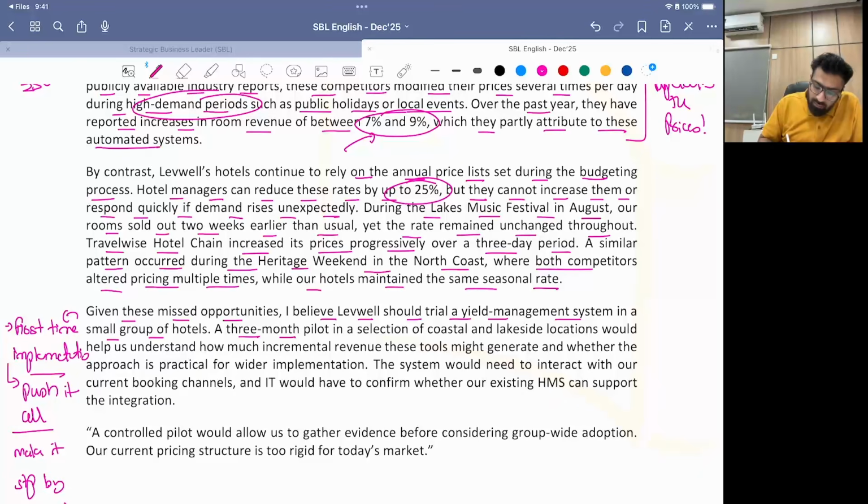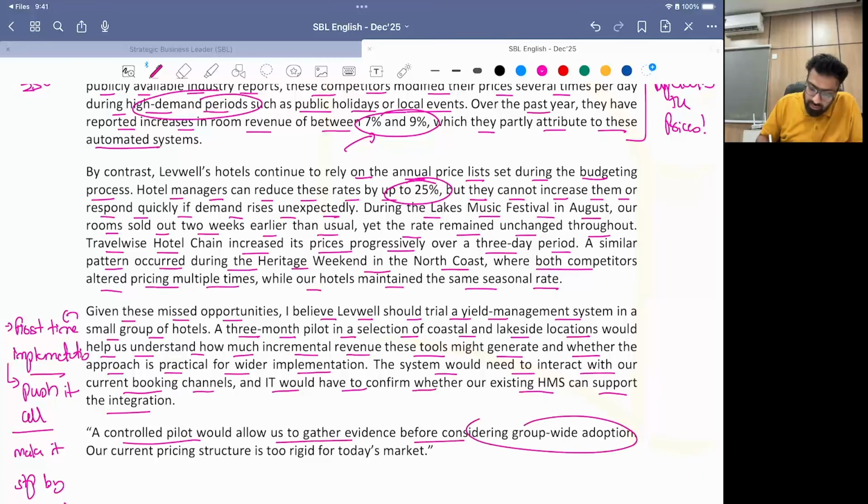A 3 month pilot in a selection of coastal and lakeside locations would help us understand how much incremental revenue these tools might generate and whether the approach is practical. For wider implementation, the system would need to interact with our current booking channels, and IT would have confirmed whether our existing HMS can support it. A controlled pilot would allow us to evidence all that, right?